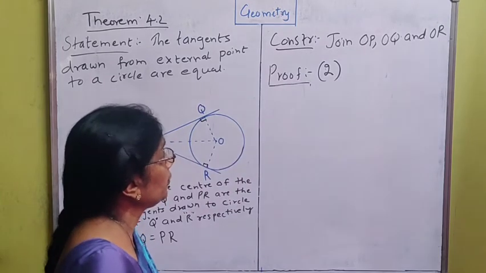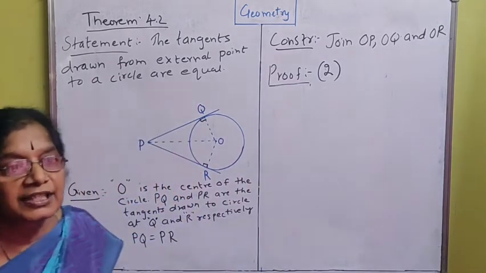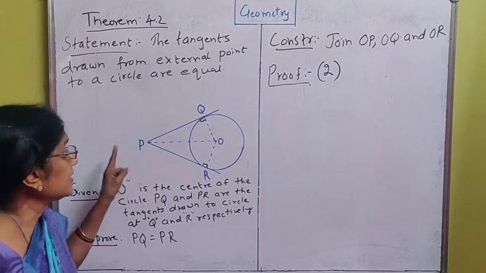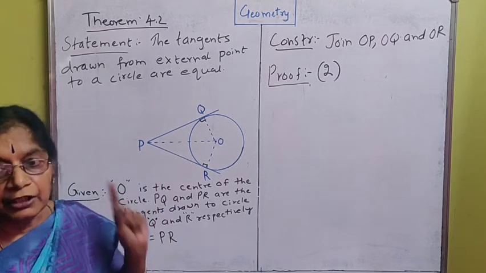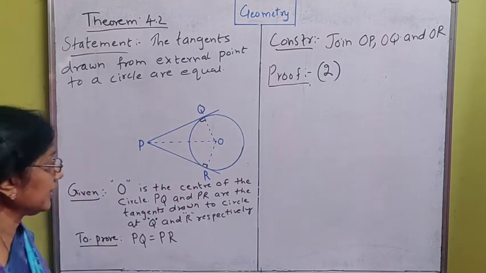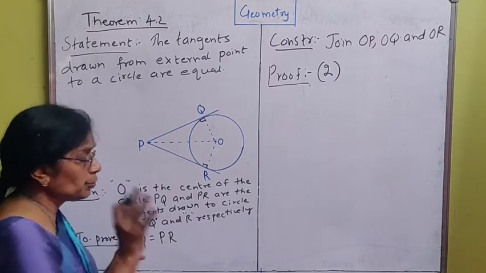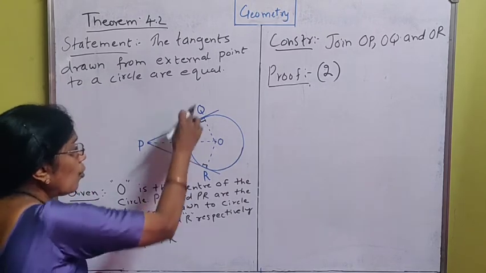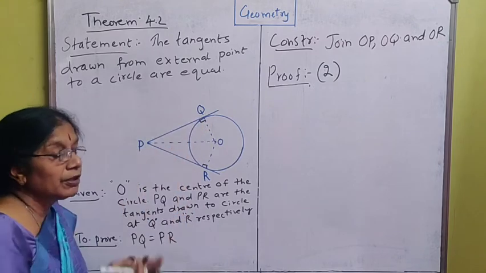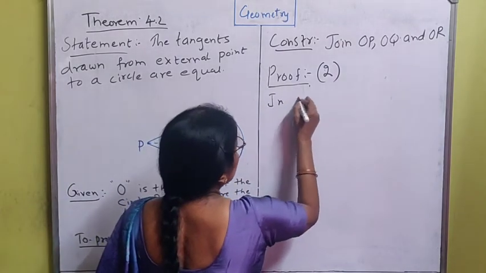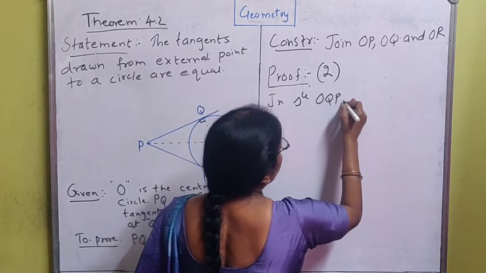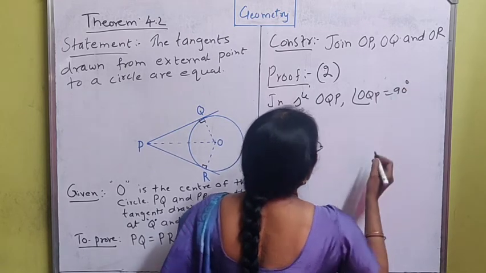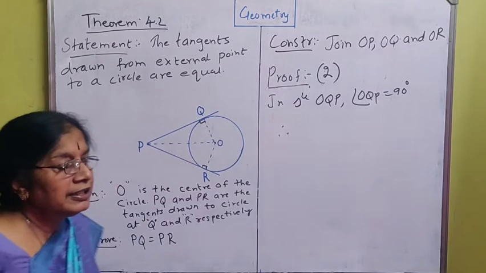Here in proof 2, what we are going to do is use Pythagoras Theorem. So using Pythagoras Theorem also we can prove that the tangents drawn from an external point are equal. So which theorem are we going to use? Pythagoras Theorem. To use it, one angle should be a right angle in the triangle. Now we know that OQP is a right angled triangle because angle OQP is equal to 90 degrees. So in triangle OQP, angle OQP is 90 degrees. Therefore, we can now use the Pythagoras theorem.